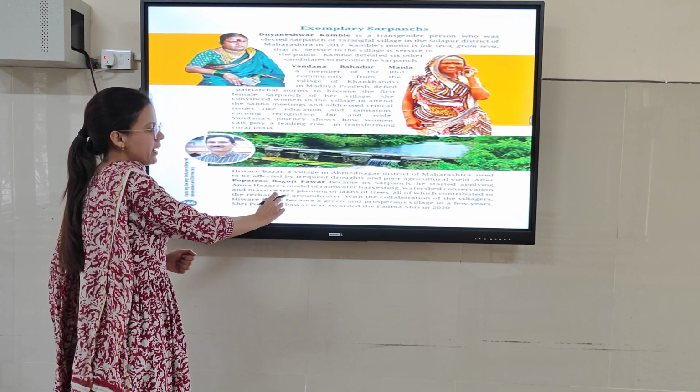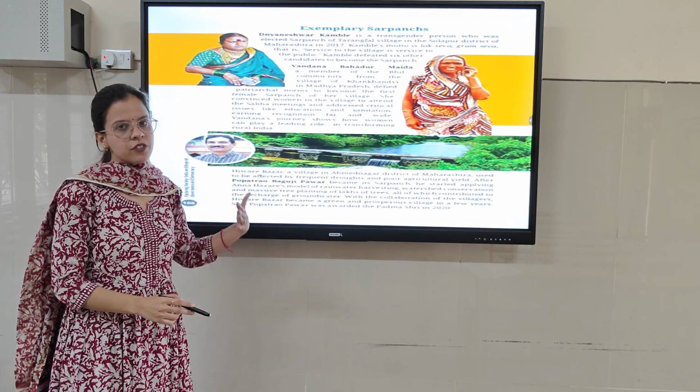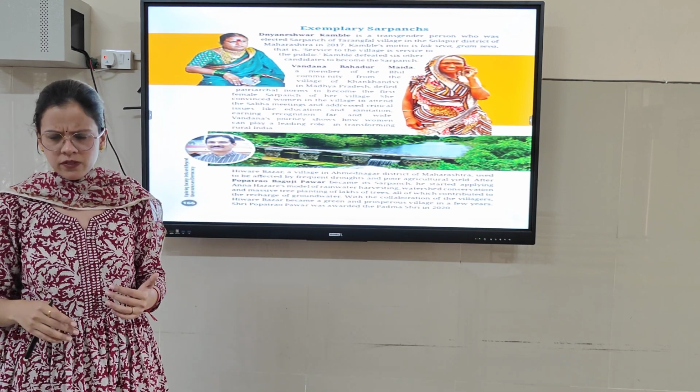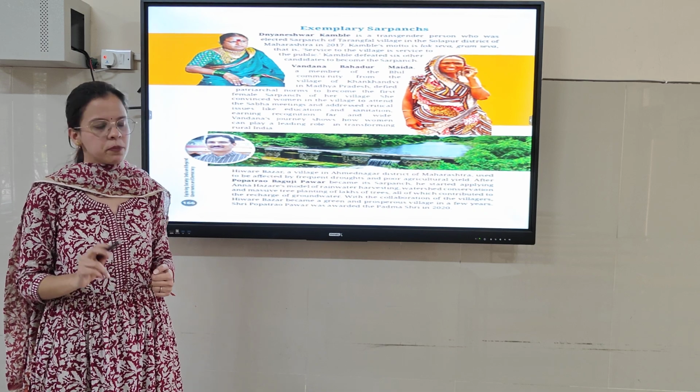He planted lakhs of trees, all of which contributed to the recharge of groundwater. A lot of environment-related work led to the development of his village or his panchayat area.